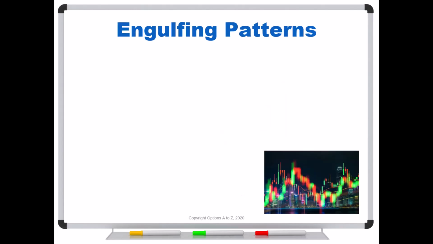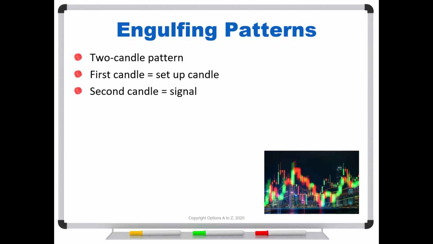So what are engulfing patterns? Well, it's one of many what are called two-candle patterns in the world of candlesticks. There are many that are just a single candle, such as a doji or a hammer. I would say probably the majority of them are two-candle patterns, but there are some that are more than that. So the engulfing pattern simply means that it requires two consecutive candles to create the formation. The first candle is called the setup candle, and the second candle is called the signal candle.